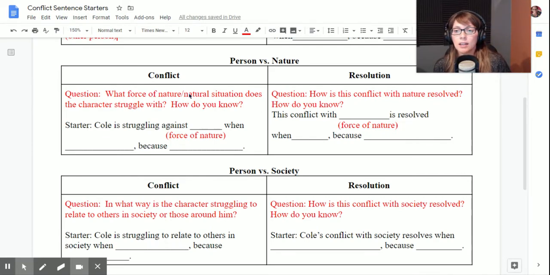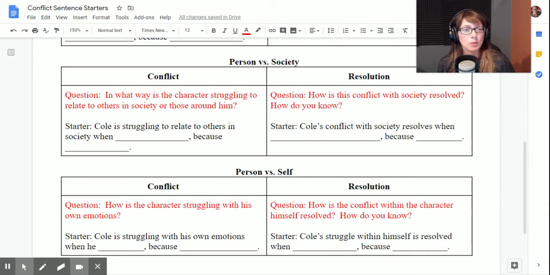And then it says Cole is struggling against this force when, and you tell me what is actually happening and how do you know. That's where you say, how do you know that this is a conflict? How do you know that this is a problem for him? Then we're going to look at our resolution. How is this conflict with nature resolved? How do you know? This conflict with, you pick that force of nature again, is resolved when, and tell me at what point things resolve. And then how do you know that that actually solves the problem? Okay.